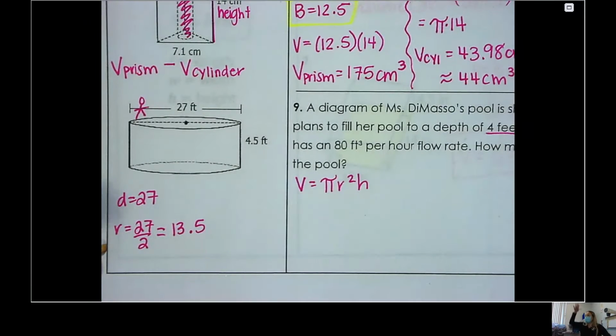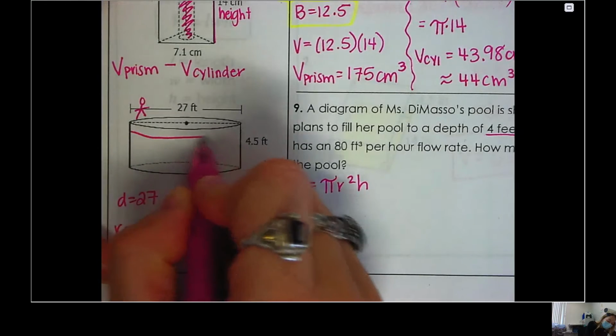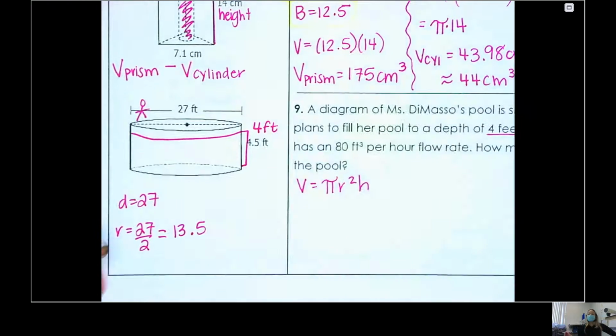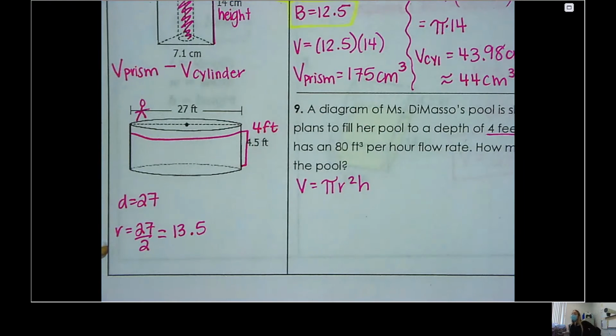If I fill my pool up to 4.5 to the very top, that means as soon as I get into my pool, water is going to overflow. I don't want that, right? So I'm not filling up my pool the whole way. I don't want to waste water. I'm only filling up my pool to 4 feet. So your height is not 4.5. Your height is only 4 feet. Okay, so that was a little trick. Make sure you read the question, because if you put 4.5, you're going to get it wrong.